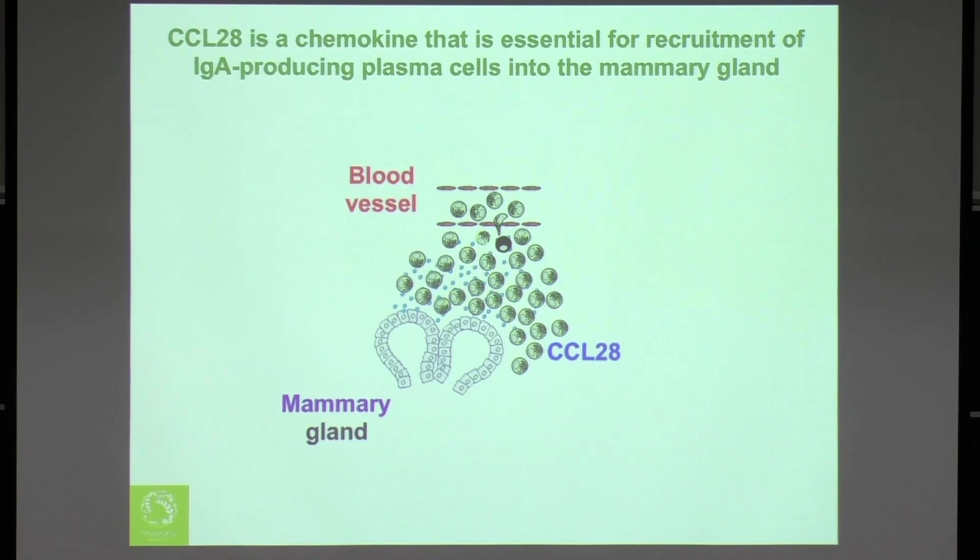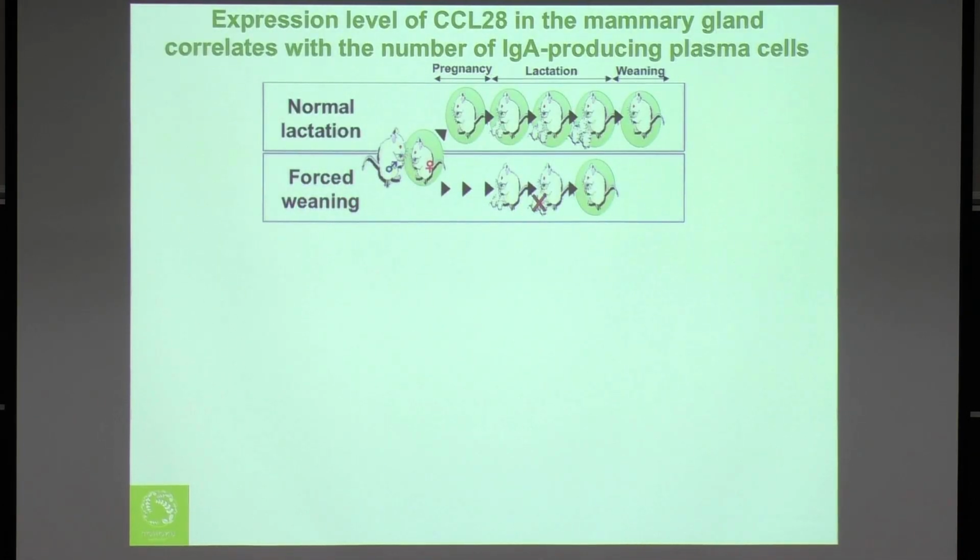So we hypothesized that if our data is true, maybe the expression level of CCL28 goes up during lactation. That's why we have so many IgA-producing plasma cells in the mammary gland. To address this, we did an experiment. We collected mRNA from normal lactation groups before pregnancy, during lactation, and after weaning. And we also collected mRNA in the forced weaning group 2 weeks after parturition.